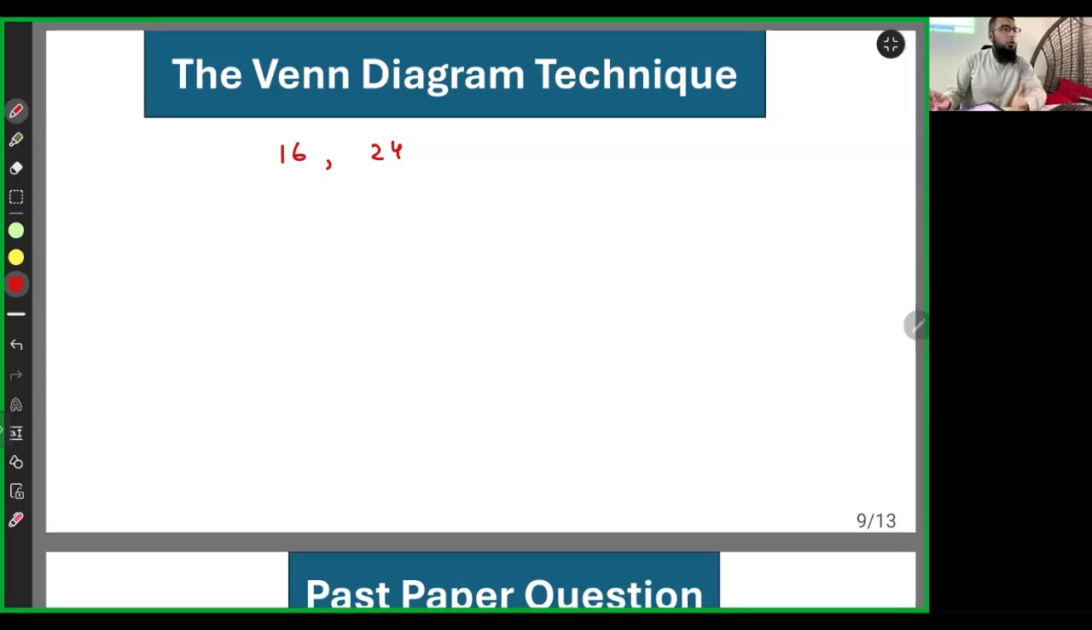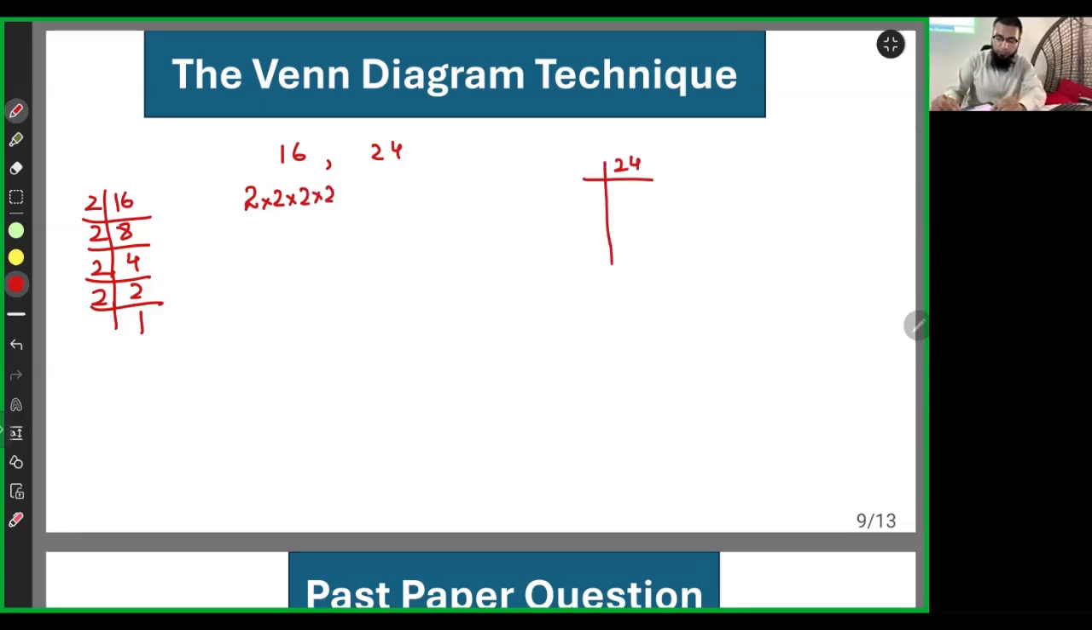16 और 24 का HCF अगर हमने निकालना हो, तो मैं इनको पहले प्राइम फैक्टराइजेशन में करता हूँ। 2 8, 2 4, 2 2 and 2 1. Is it fine? So 16 is basically, we can write it as 2 times 2 times 2 times 2. Then we're having 24. So 2 12, 2 6, 2 3 and 3 1. मुझे बताना कहीं गलत ना हो जाए। So 24 can be written as 2 times 2 times 2 times 3.